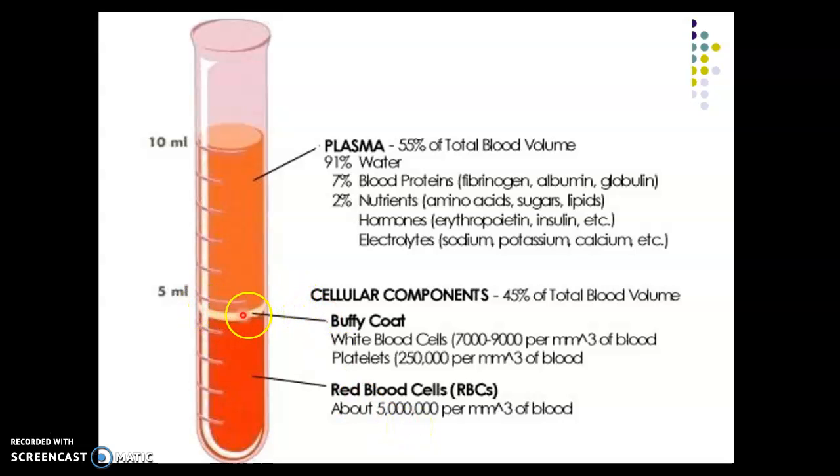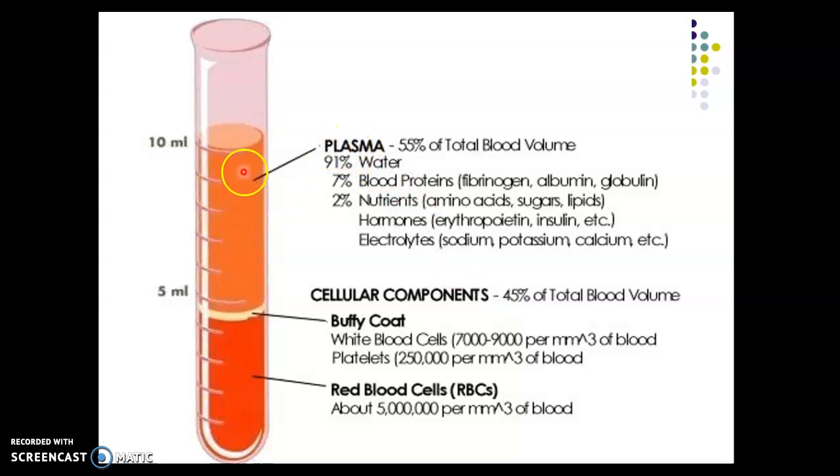In the buffy coat, this little thin thing here, we have two different things. You have all of your white blood cells, and you're going to see different ranges. Here it says 7,000 to 9,000 per cubic millimeter of blood. A healthy range that I say is 4 to 11,000. With platelets, you're going to see anywhere from 250 to 350,000. Again, this is all per drop of blood. And the cellular components, our formed elements, together make up about 45%.